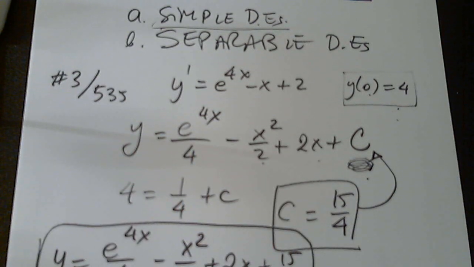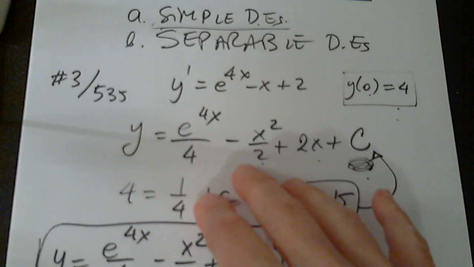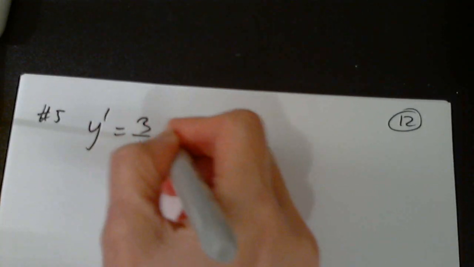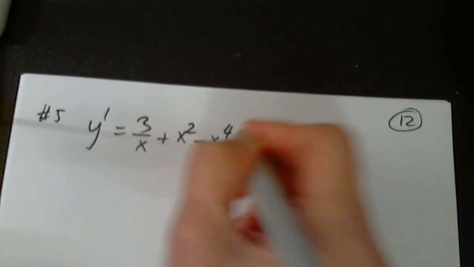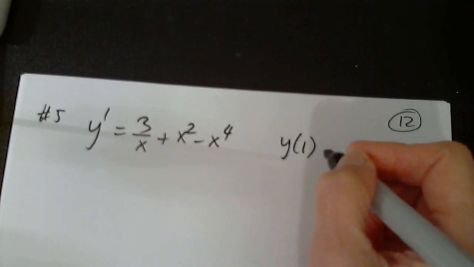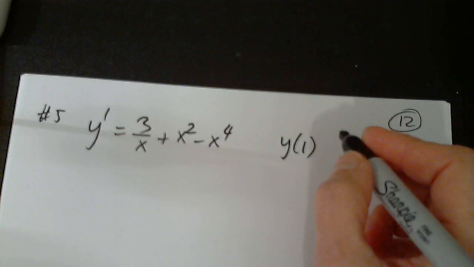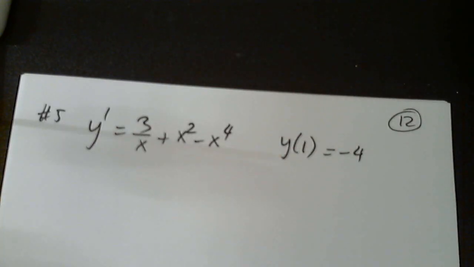Can we try 5? Yes, please. Let's try 5. Problem on page 12, number 5. We have y prime equals 3 over x plus x squared minus x to the 4th. And the initial condition is when x is 1, y is negative 4. Again, we know that this is there to help us find the constant.